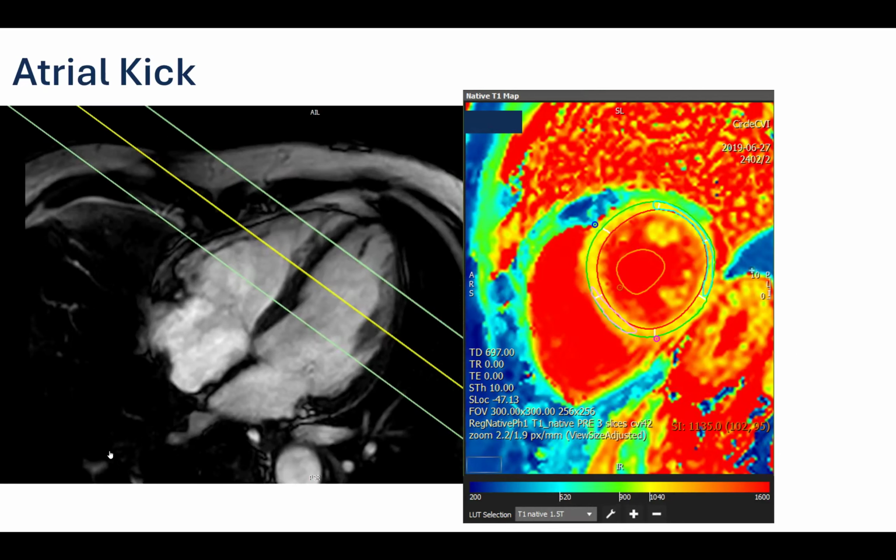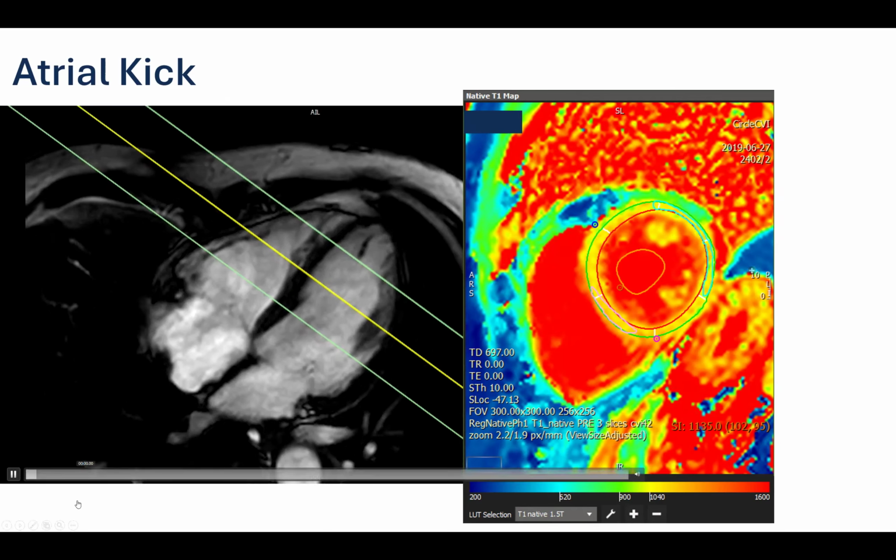Lastly, this is a case just to show you that just like the ones that we talked about during the talk, where there is a septal kind of wobble in diastole because of maybe bundle branch block, you can get essentially a contamination of the T1 values in the interventricular septum because when the sequence is expecting the interventricular septum or the myocardium as a whole to be fairly quiescent during diastole, you're getting this extra wobble. In this case, it's because of an atrial kick.